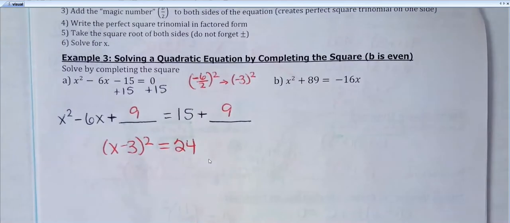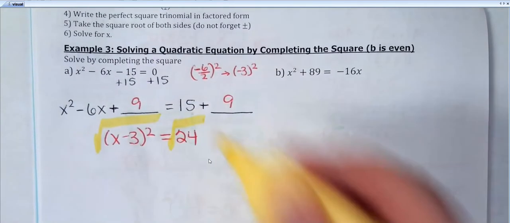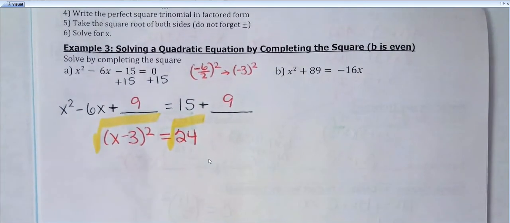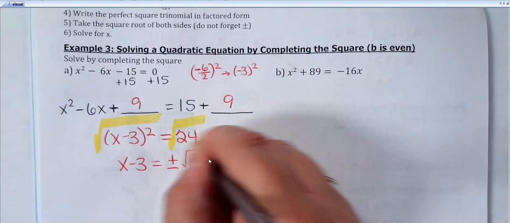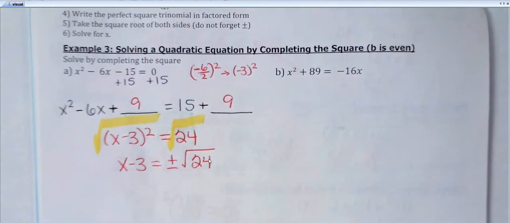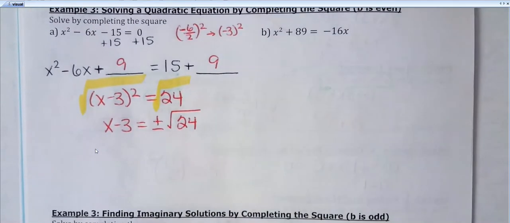Once you're there, this is what you want because we can get rid of that squared by just taking the square root. Just don't forget, when we introduce the square root into the problem, we've got to put a plus and minus. So this would be x minus 3 equals plus or minus the square root of 24. Now, unfortunately, that's not a perfect square. So how would you, and we could do a factor tree or biggest perfect square, whatever you like better, how would I break down 24 under a square root?